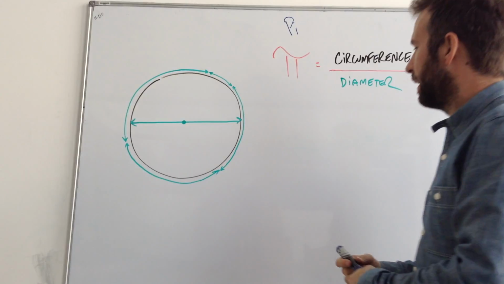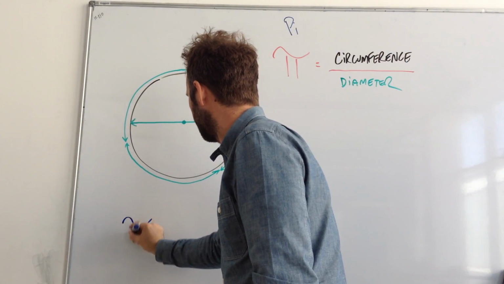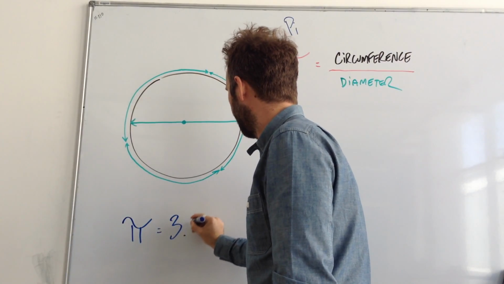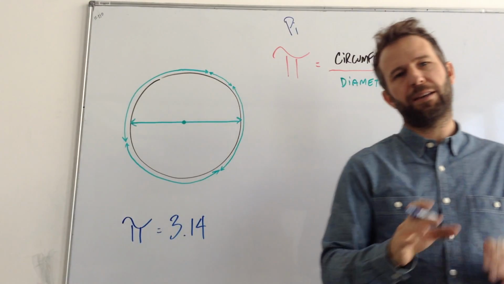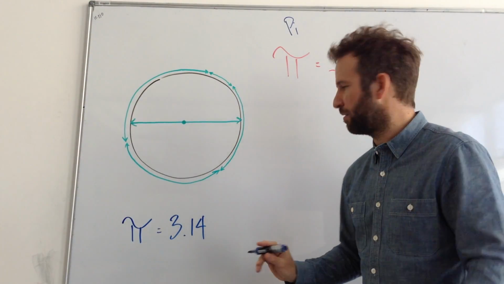Most of you probably have spoken at some point or heard at some point that pi is equal to 3.14. Now that 3.14 is an abbreviated version.